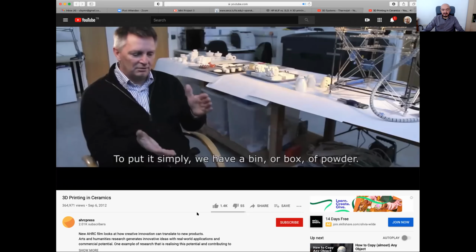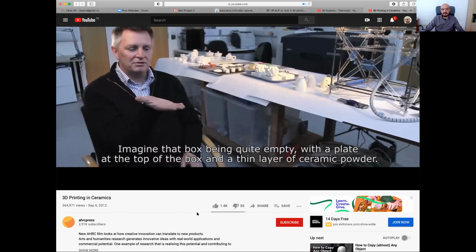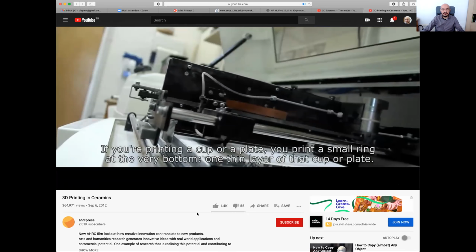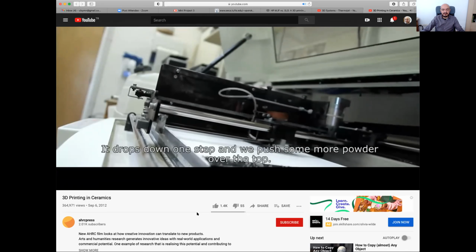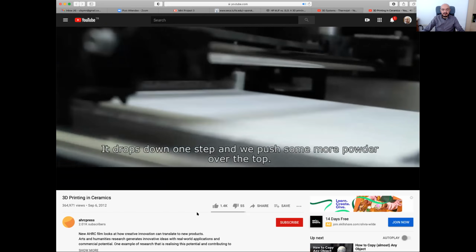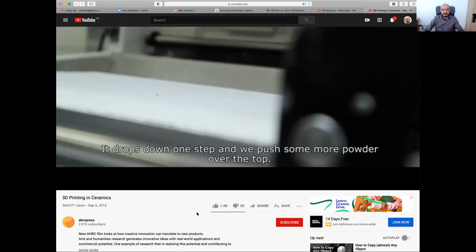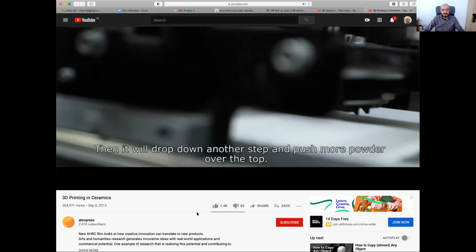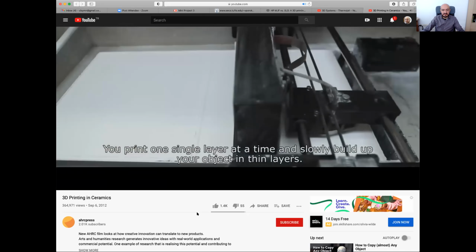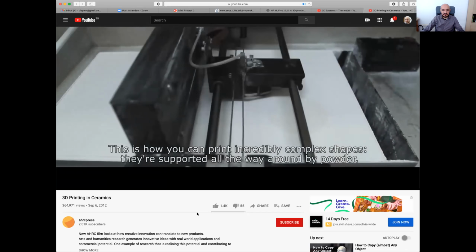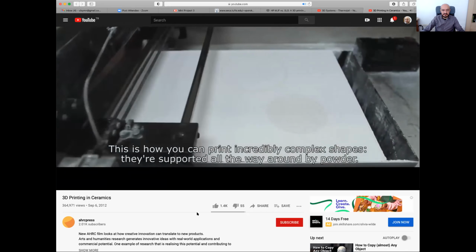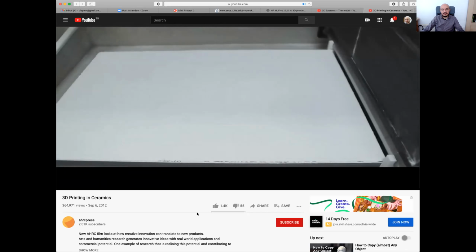We have a bin, a box of powder, and if you imagine that box being quite empty with a plate at the top of the box, you have a thin layer of ceramic powder. If you're printing a cup or a plate, you print a small ring at the very bottom, one thin layer at the bottom of that cup or plate, and then it drops down one step, and we push more powder over the top. Then it will drop down another step and push more powder over the top. And you print one single layer at a time and slowly build your object up in thin layers, which is why you can print incredibly complex shapes, because they're just supported all the way around by powder as this shape keeps dropping down.